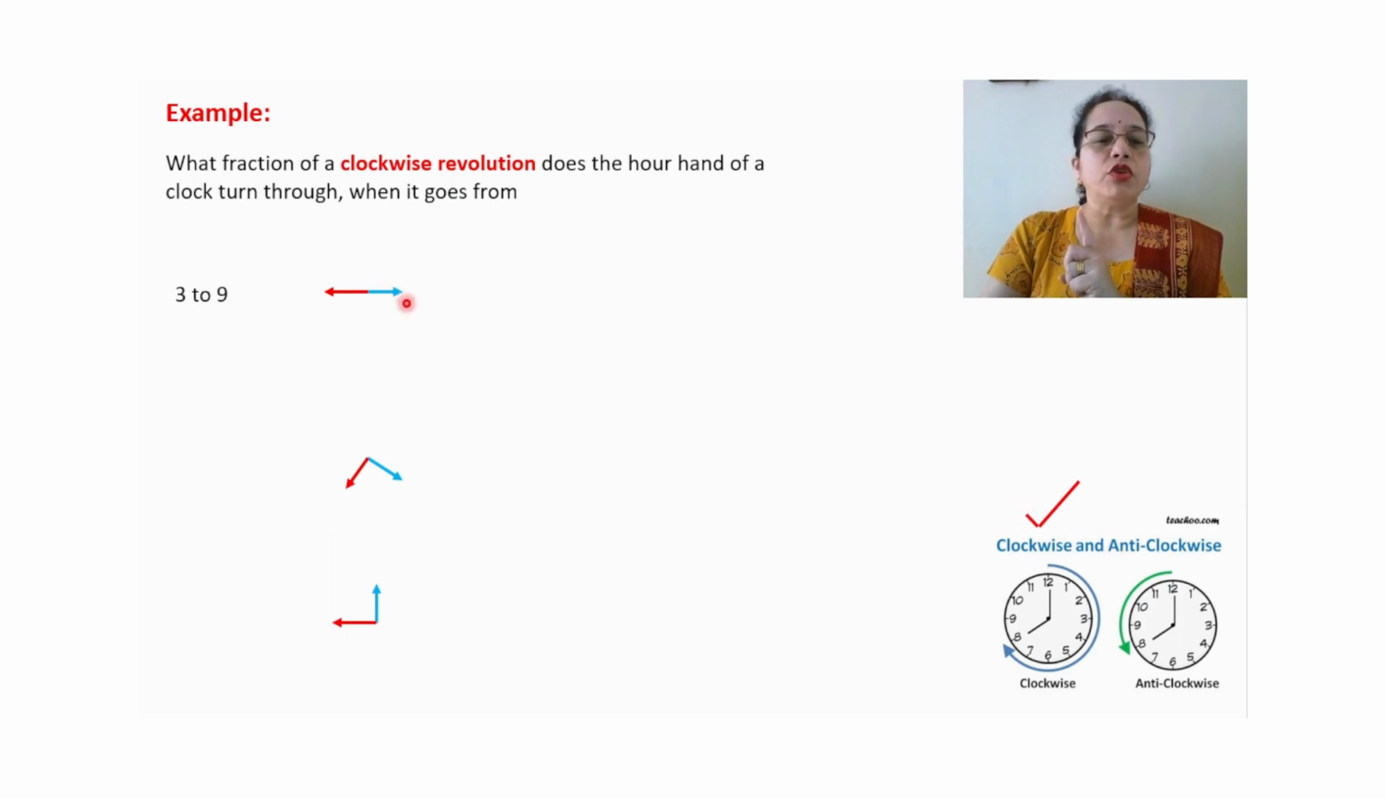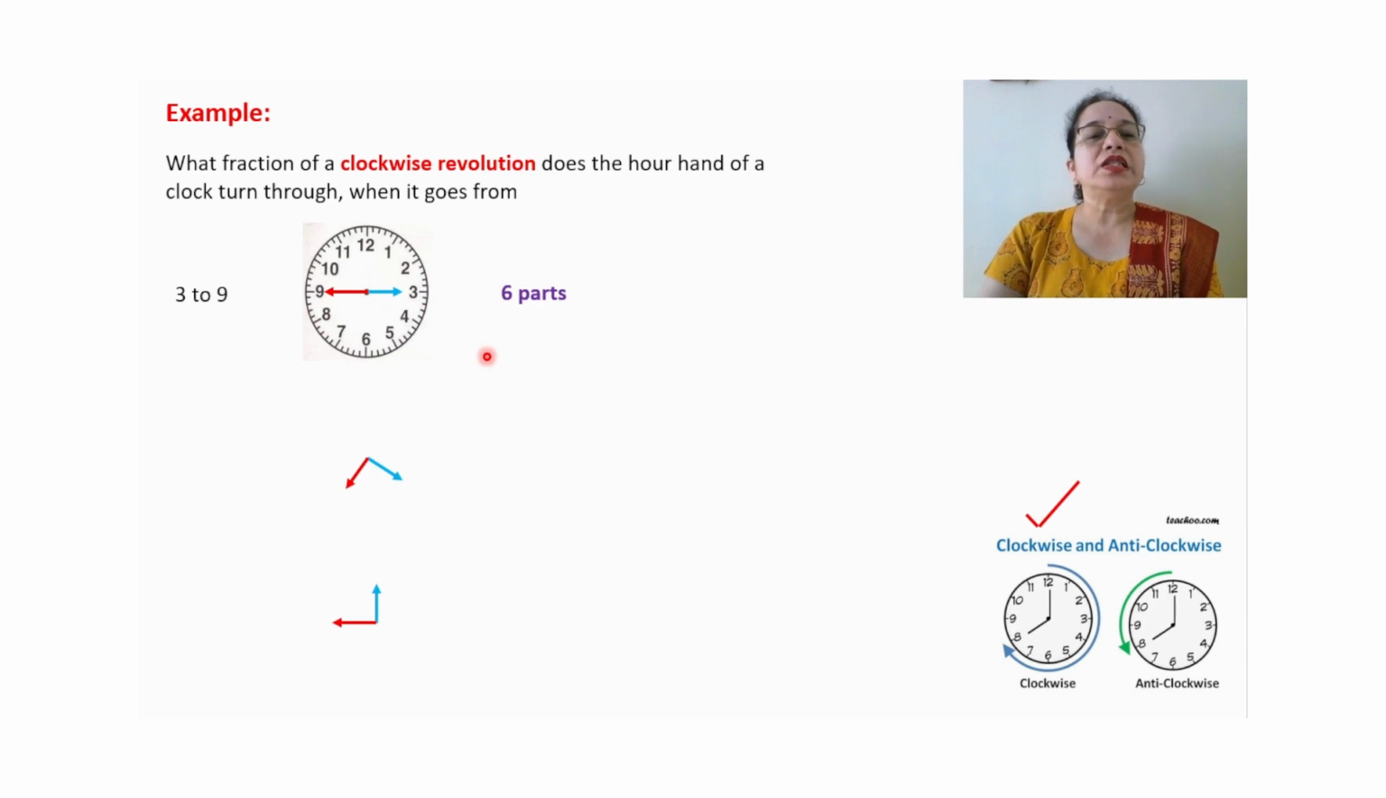So we will move from here to here, or if you have time you can just look at the clock. So from here to here, how many parts are there? 6 parts are there. So what rotation will be there? 6 parts means just half.